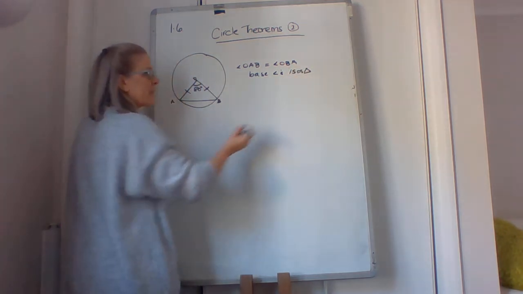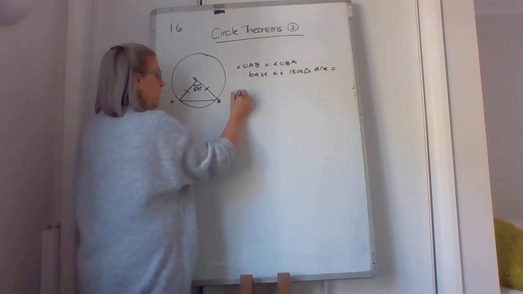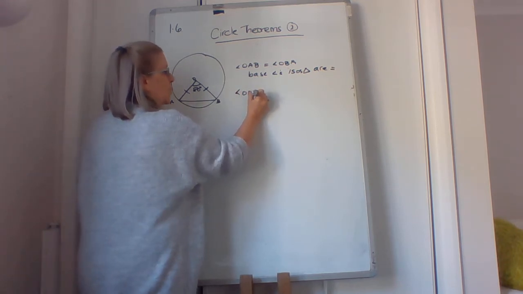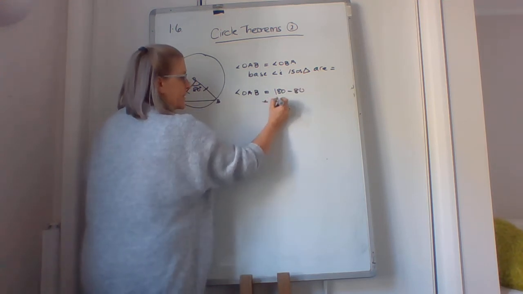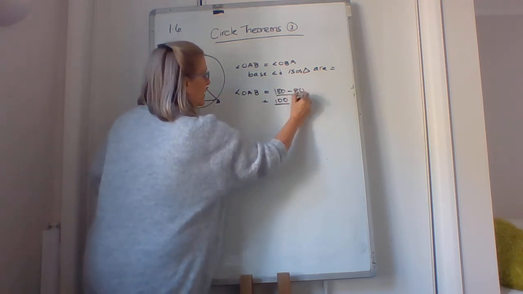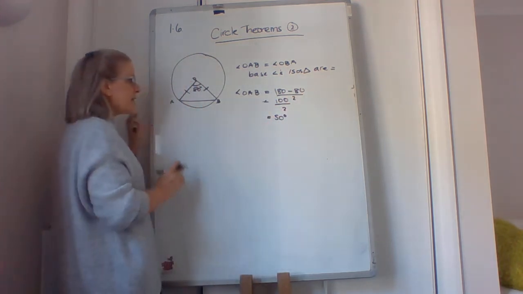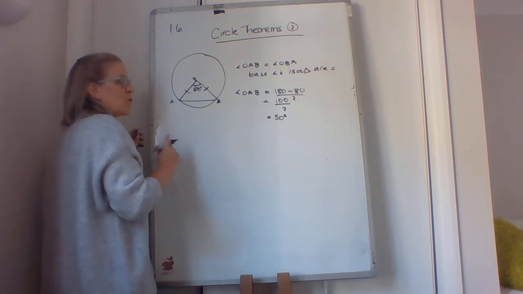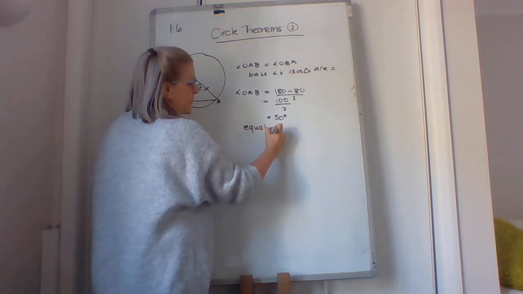So therefore, angle OAB will equal 180 minus 80, divided by 2, which is 50 degrees. And that's because of equal radii, they call it.